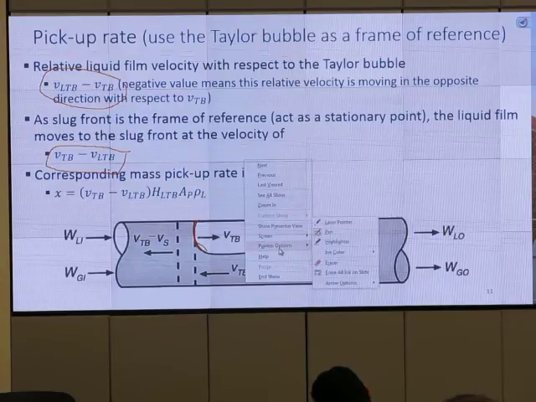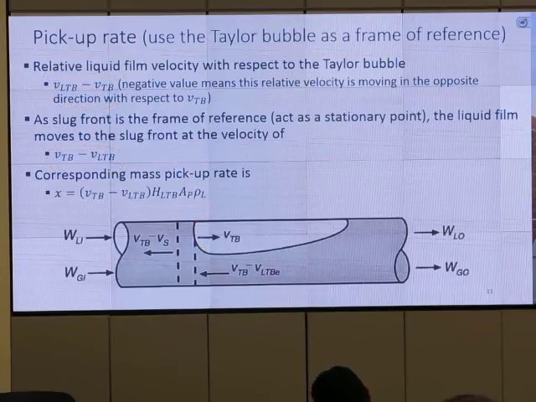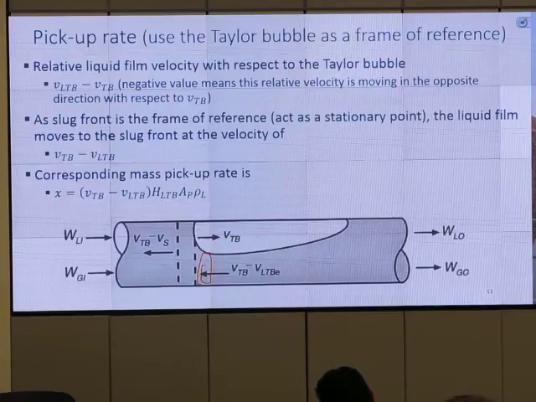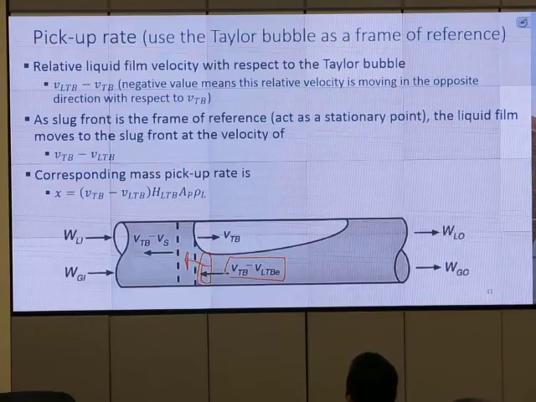Okay, let's take a look at the liquid film. The liquid film is this part, right? This part is the liquid film. The liquid film moves to the slug front at the speed of VTB minus VLTB when we don't consider sign. If we just want to know the magnitude, we use the higher value minus the smaller value, right? So the speed of liquid inside the film moving backward is VTB minus VLTB.